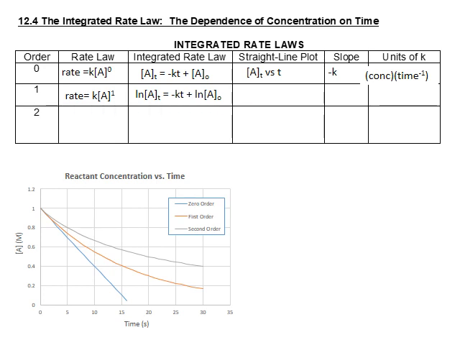Let's fill in the second row of our table. What type of plot will give us a straight line for a first-order reaction? We've just seen that we'll get a straight line when we plot the natural log of the concentration of A versus time. Again, the slope of this plot would be equal to negative k.